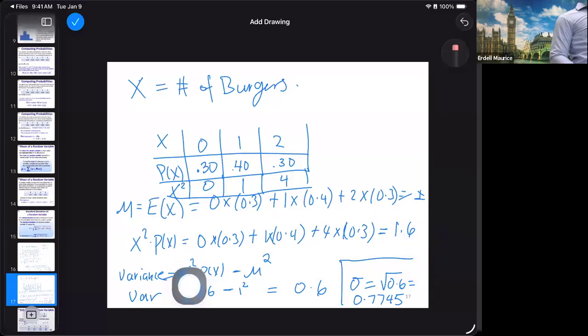To get the variance, I have to take this score and subtract the mean squared. So 0.6 minus 1 squared gives me an answer of 0.6, and that's my variance. And to get the standard deviation, the last step is to take the square root. The square root of 0.6 is 0.07745. I didn't see how many decimal places, so whatever you had is fine. And that gives me my standard deviation.